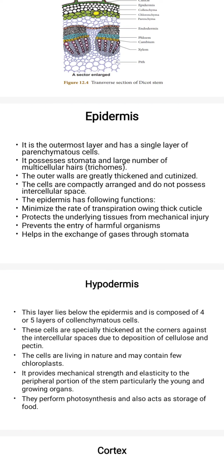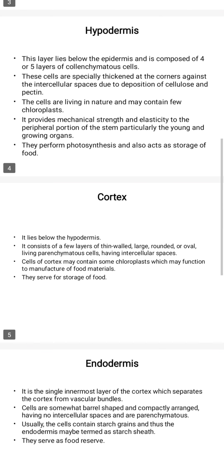The next layer below the epidermis is called hypodermis. This layer lies below the epidermis and is composed of 4 or 5 layers of collenchymatous cells. The cells are specially thickened at the corners against the intercellular spaces due to deposition of cellulose and pectin. The cells are living in nature and may contain a few chloroplasts. It provides mechanical strength and elasticity to the peripheral portion of the stem, particularly the young and growing organs. They perform photosynthesis and also act as a storage of food.